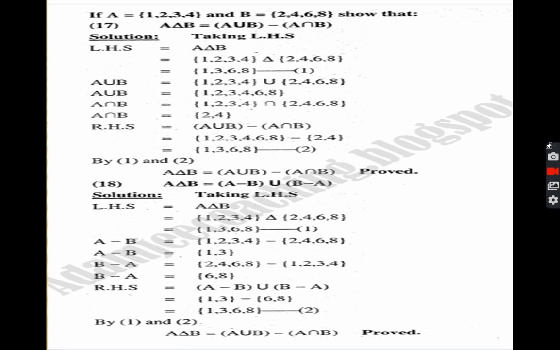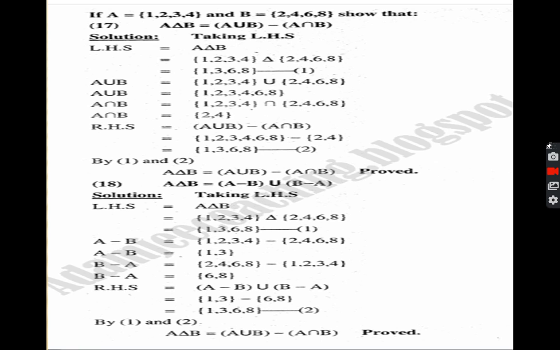We are taking RHS, the right hand side. The right hand side is A union B minus A intersect B. A union B is equal to 1, 2, 3, 4, and this is the value of A, union 2, 4, 6, 8. The answer is 1, 2, 3, 4, 6, 8.